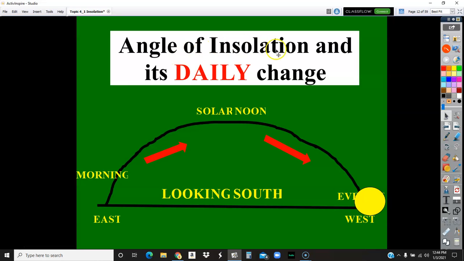So angle and temperature really are hand in hand, right? Angle of the sun goes up, so does the intensity, so does the temperature. Angle goes down, so does the intensity, so does the temperature. So they're all interconnected. They're all related to each other.